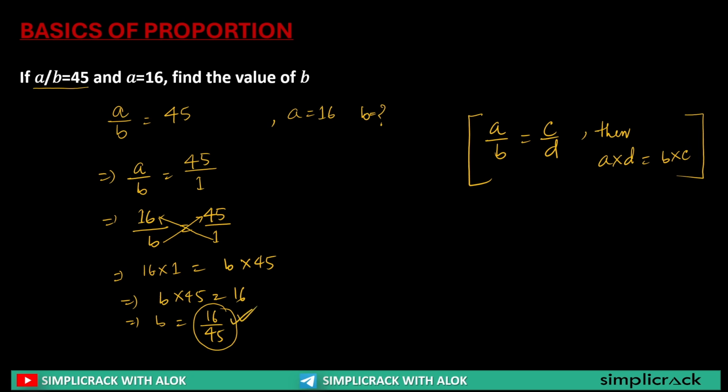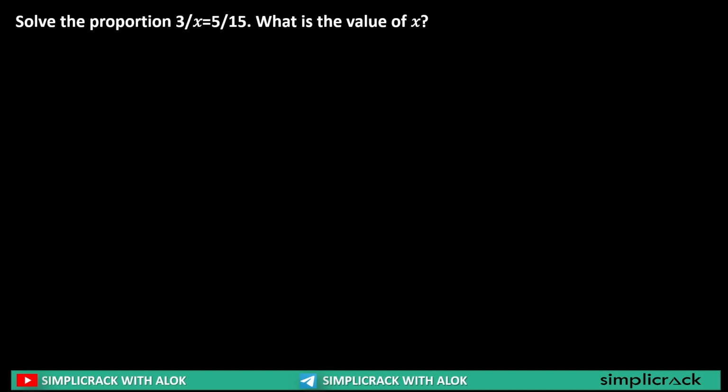Okay, now solve the proportion. 3 by x is equal to 5 by 15. Can we simplify the ratio? Yes sir. Sir, if I divide 5 by 5, I will get 1. If I divide 15 by 5, I will get 3. So this ratio can be written in the simplest form as 1 by 3. Yes sir, it can be written.